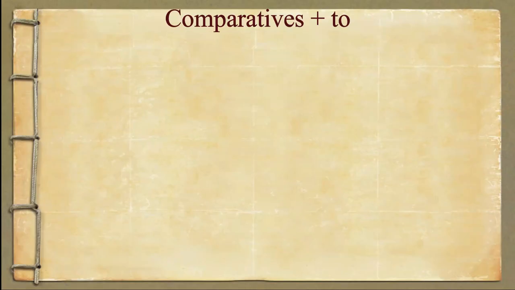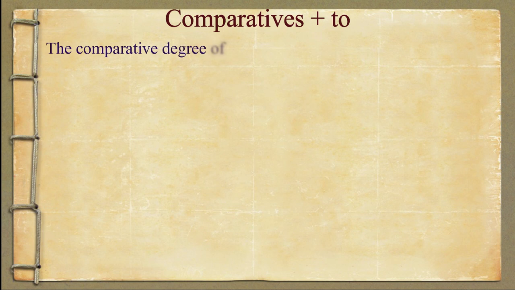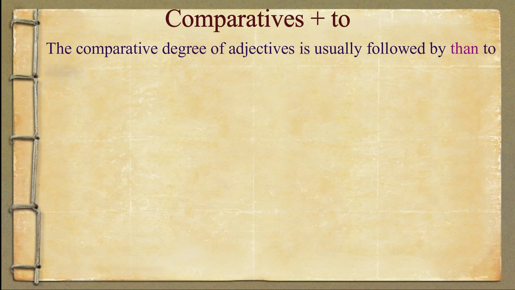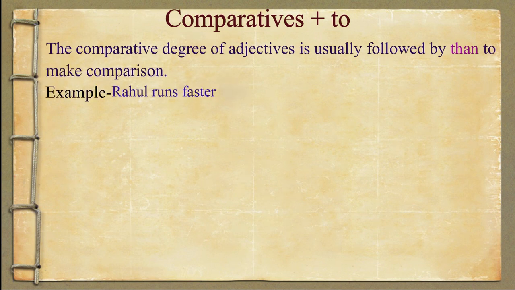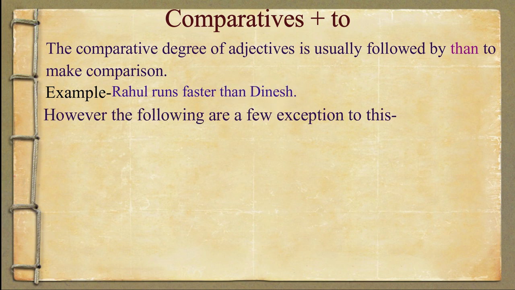Now, one more thing that I would like to tell you in terms of adjectives is that the comparative degree of adjectives is usually followed by than to make comparison. Example, Rahul runs faster than Dinesh. However, the following are a few exceptions to this. That is, we don't always use than while we compare. There are a few exceptions which you need to repeat after me.